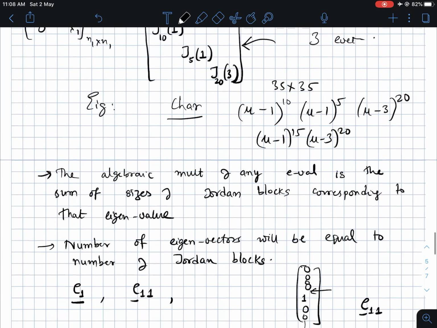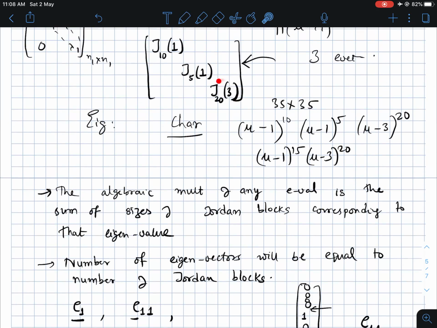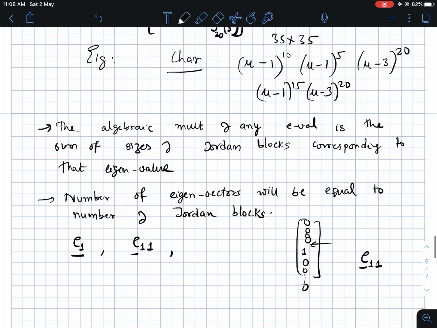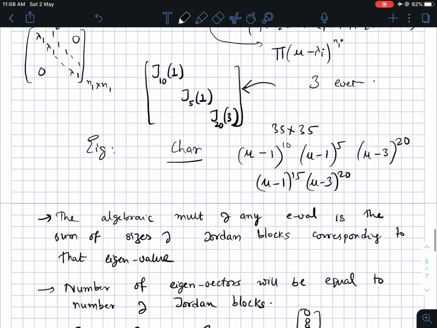And here this block will bring in itself one eigenvector. What will be the eigenvector corresponding to that? Well, you need to have a 1 in the position where this block begins. So this block begins at position number 16, since 10 and 5, 15 positions are taken away here. So you need to have E16. These are the 3 eigenvectors corresponding to this matrix. I hope this is clear to everybody.